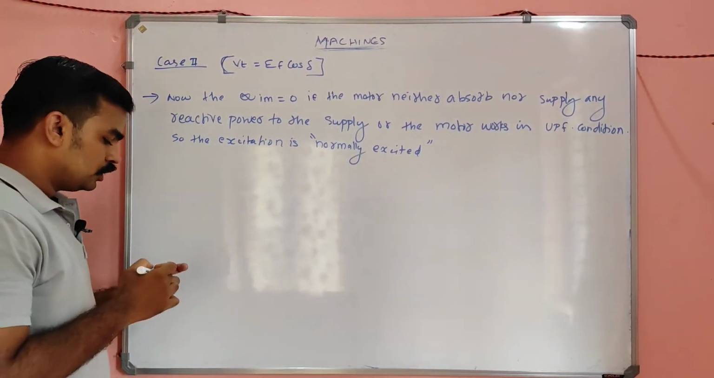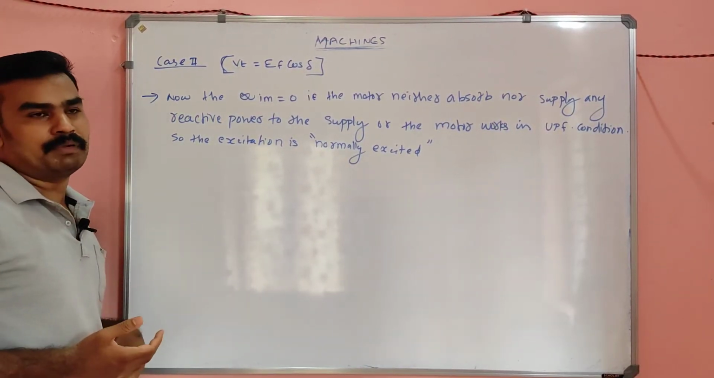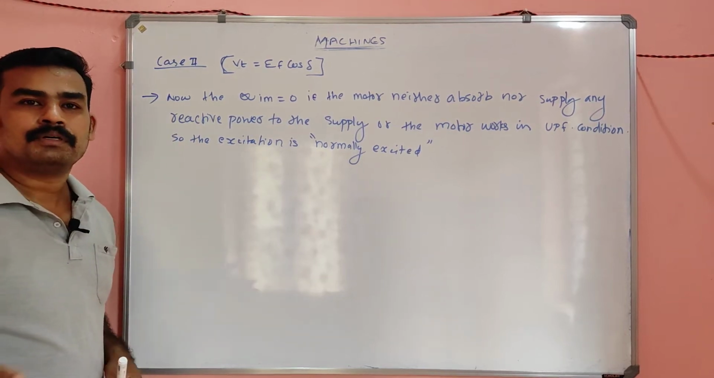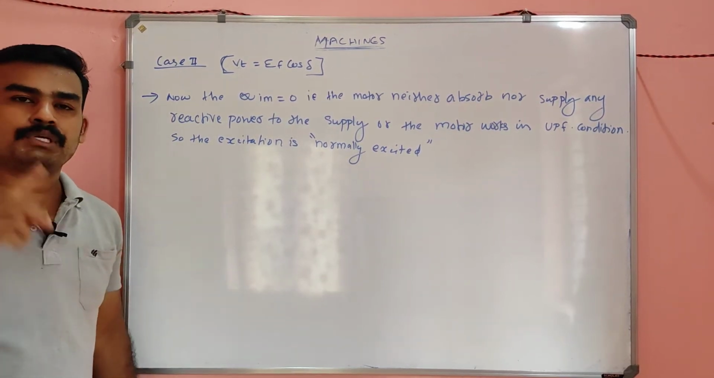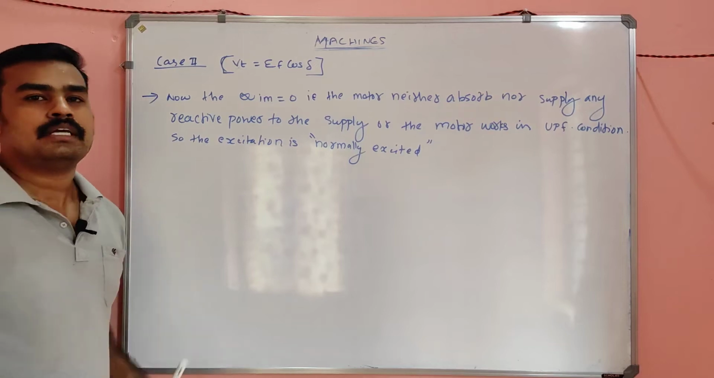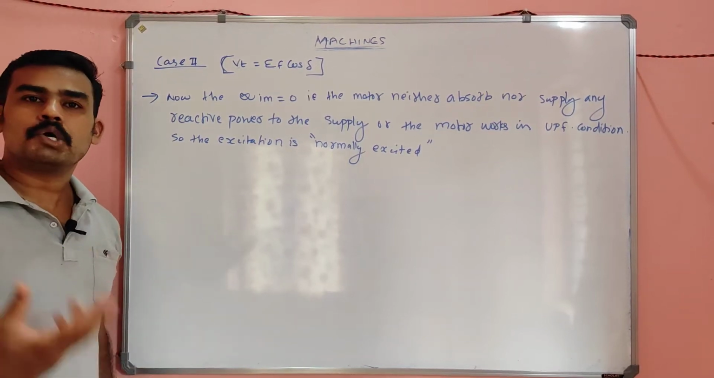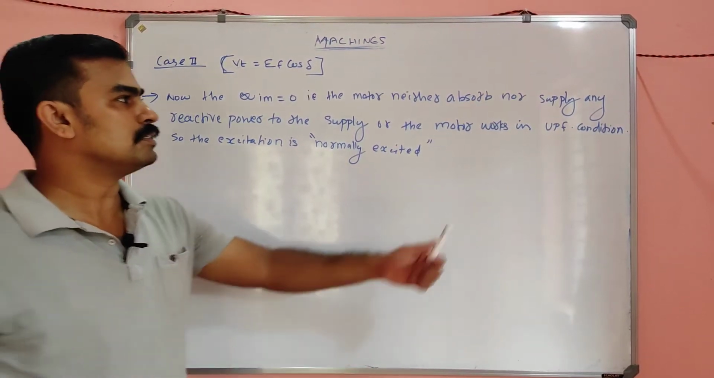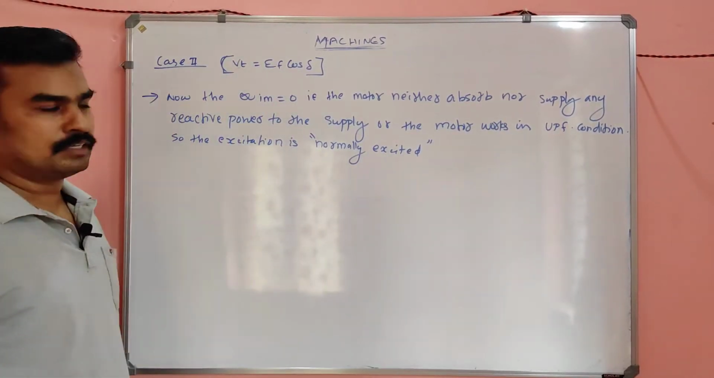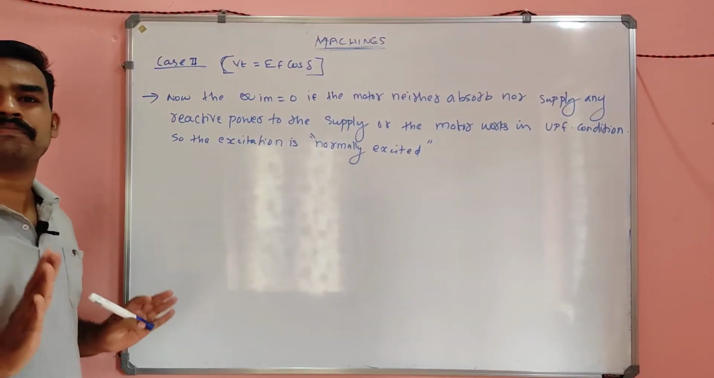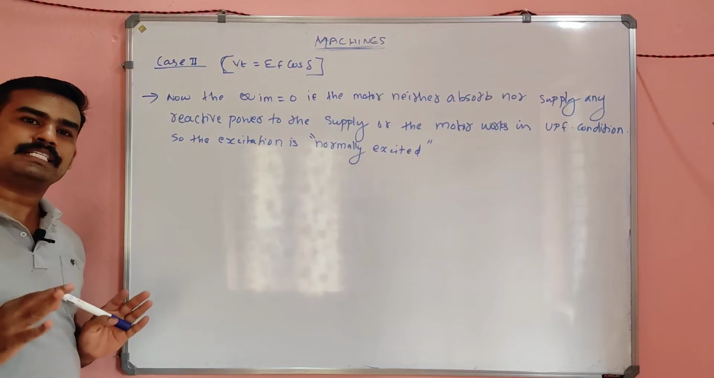Is it clear? So if Q is equal to 0, what happened, my dear? Phi will be equal to 0, because phi is equal to tan inverse Q by P. If Q is equal to 0, phi will be equal to 0. If phi is equal to 0, cos phi equals 1. Cos phi equal to 1 means it is in unity power factor condition. So now the machine is in a superb condition actually.